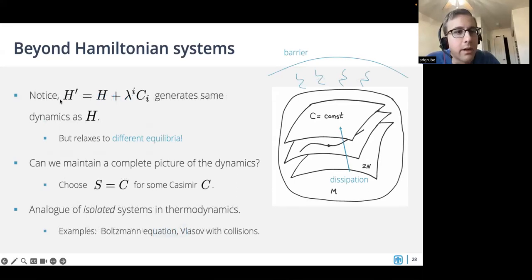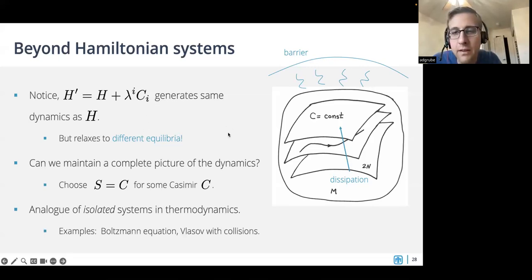So in particular, if I take some new Hamiltonian, which I'm going to call H prime, which is just the Hamiltonian I had plus some linear combination of my things in the kernel, then it's easy to see just by looking at the governing equations that this is going to generate the same dynamics as my original Hamiltonian, because the contributions from all of these are identically zero.